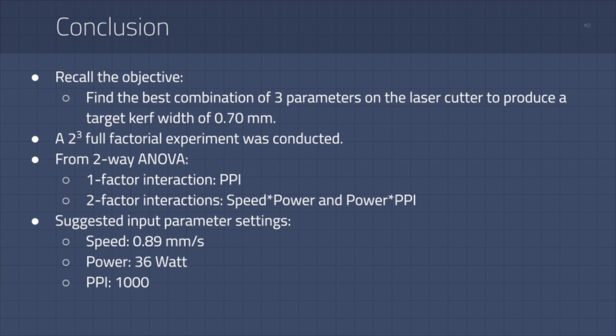Recall the objective: we set out to find the best combination of 3 parameters on the laser cutter to produce a target kerf width of 0.7 mm. A 2 to the third full factorial experiment was conducted in this endeavor. A two-way ANOVA and regression model were produced, and from our analysis, we found that the input settings of speed at 0.89 mm per second, power at 36 watts, and 1000 ppi on the laser cutter get us very close to the target kerf width.